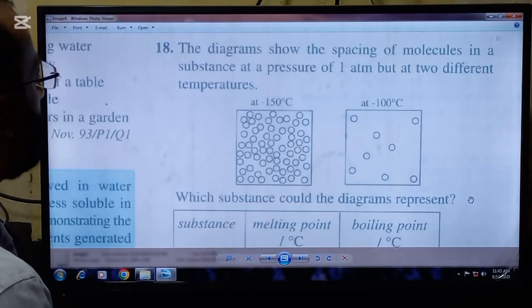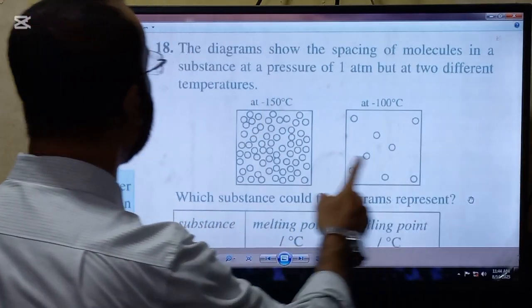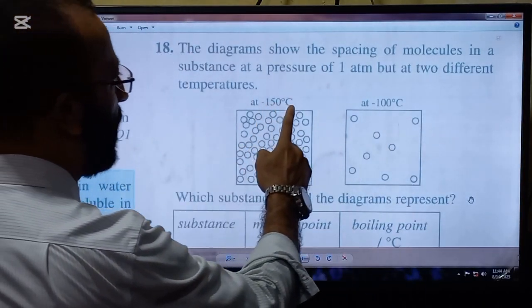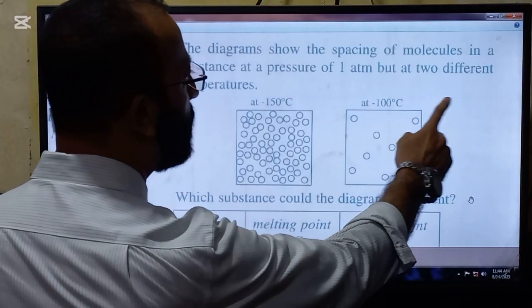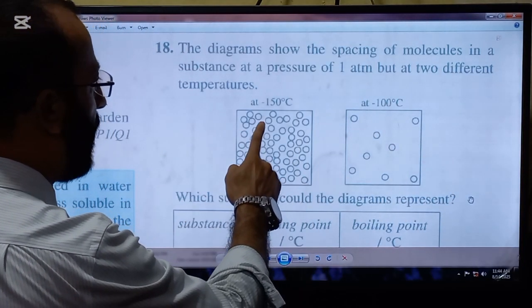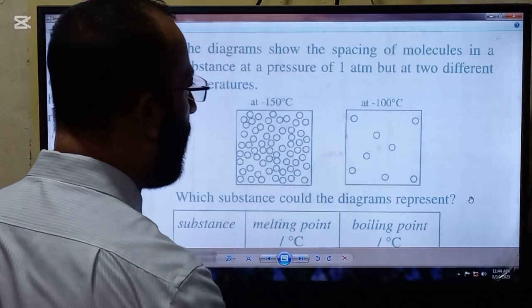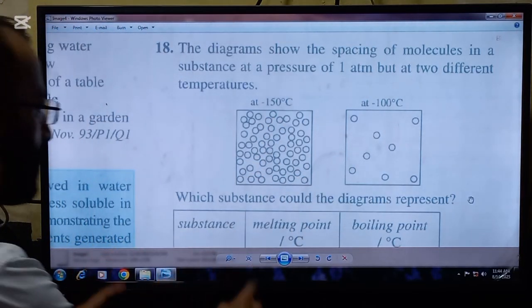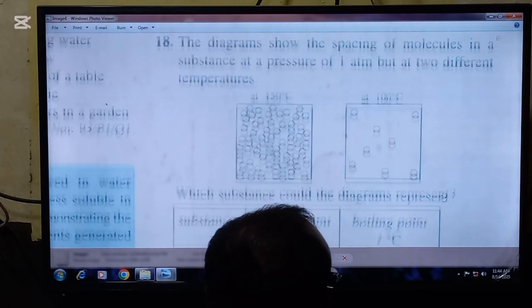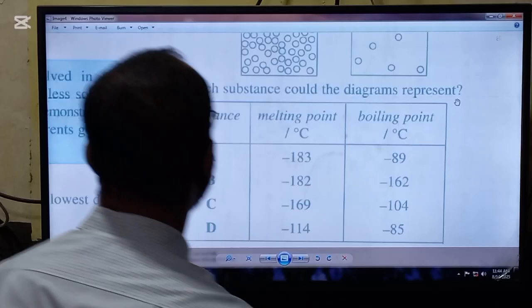Here is another question. The statement is: the diagrams show the spacing of the molecules in a substance at a pressure of 1 atmosphere but at two different temperatures. So this is at a temperature of minus 150 degrees C, and this is at minus 100 degrees C. Which substance could the diagram represent? So here are the options.